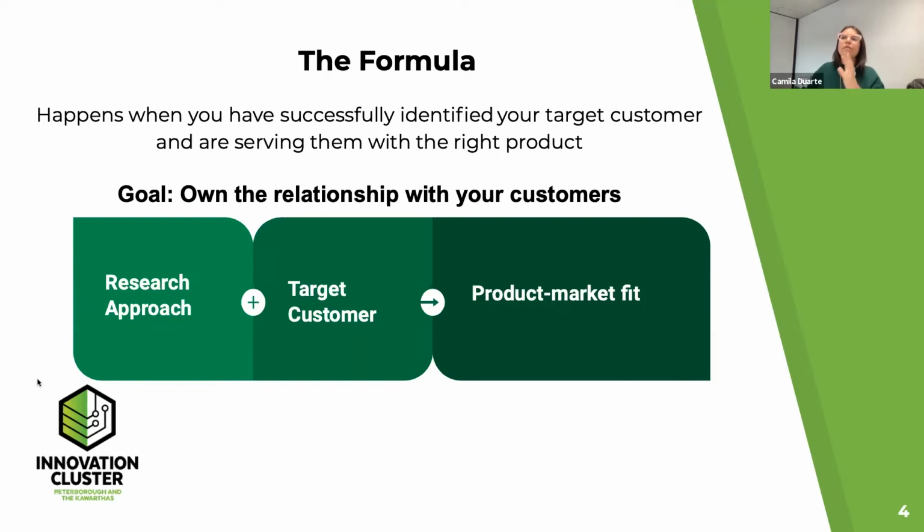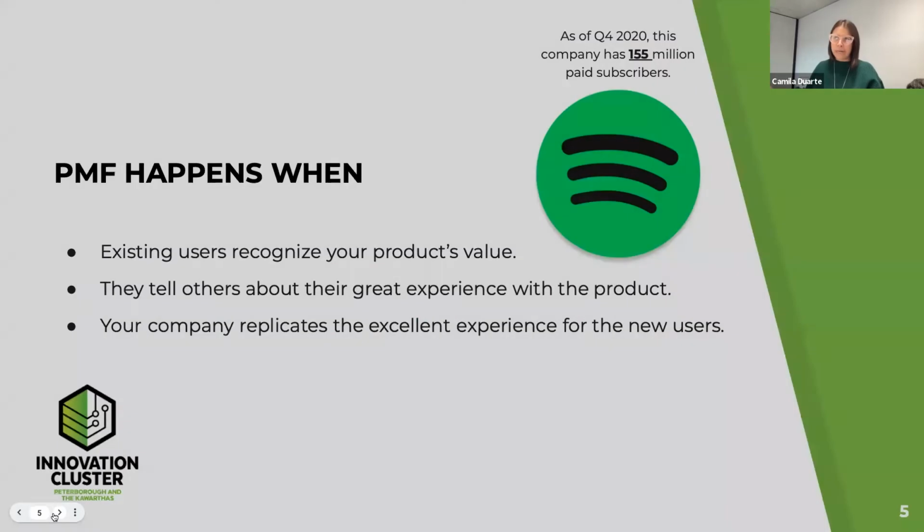So this is the formula. This is the winning formula I want you to remember. But the first part is the one that's going to make the product market fit work. If you choose the wrong research approach, or if you're not asking the right questions, most likely you won't find your product market fit. So how do you know if you found product market fit?